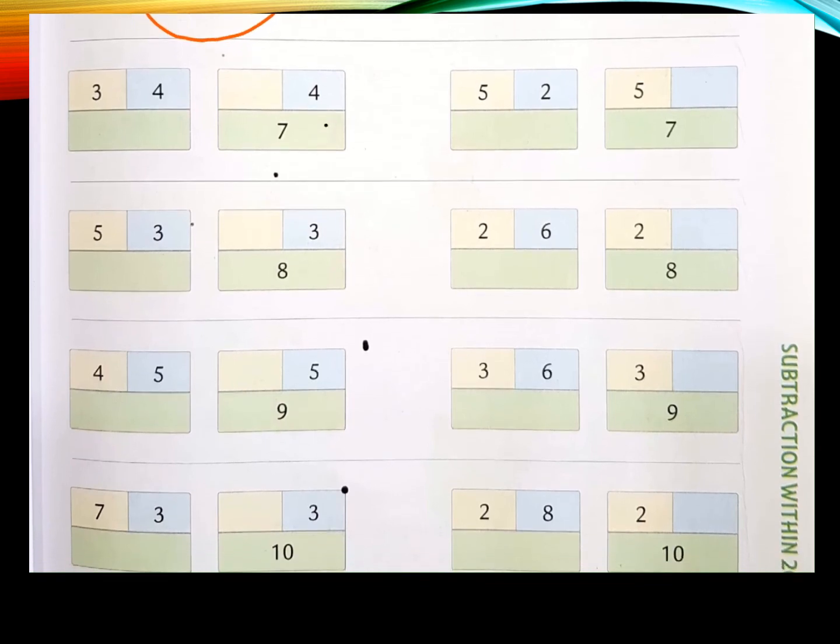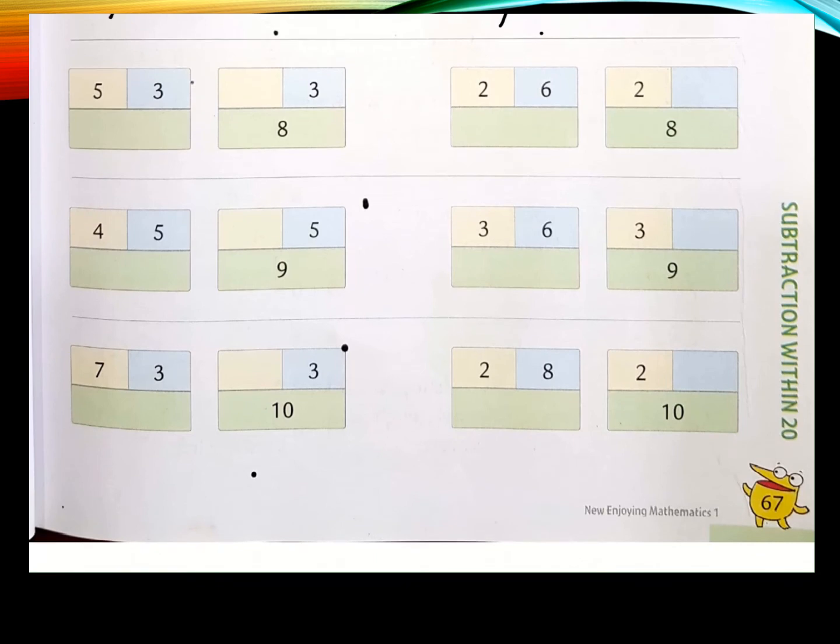So 7 here, 7 here, 3 and 4 is 7. 7 here, 7 here, 5 and 2 is 7. 8 here, so it has to be 8 again here. 5 and 3 is 8. 8 here, so 8 here. 2 and 6 is 8.